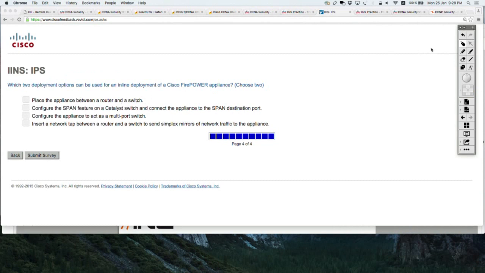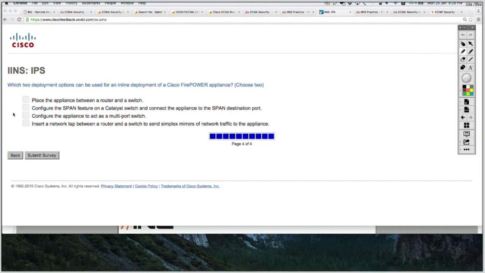Place the appliance between the router and the switch. Doesn't make sense because the appliance, if it's placed inline, it's placed at layer 2, and between a router and a switch, that's a layer 3 link. So that's not correct, or should not be correct. Configure the SPAN feature. This is not inline. So spanning means promiscuous, it is not inline. So it means that one should be correct. There are the remaining two, but let's verify that.